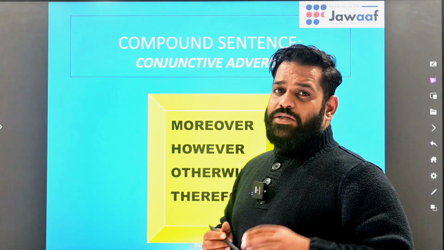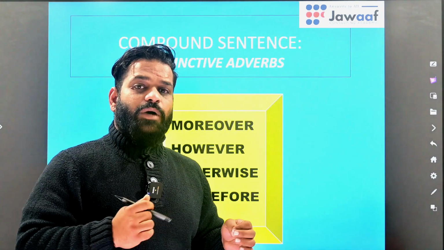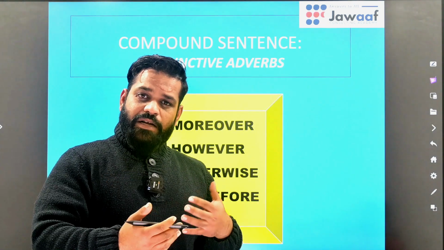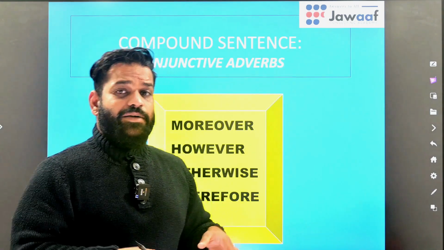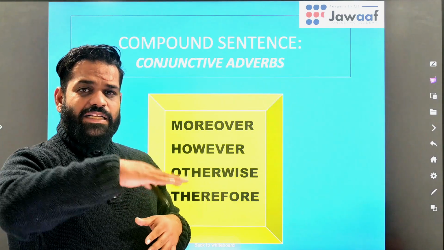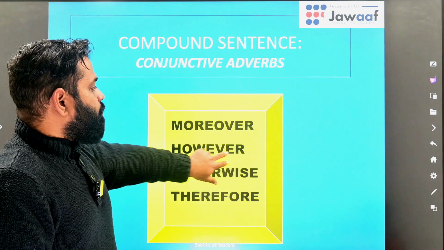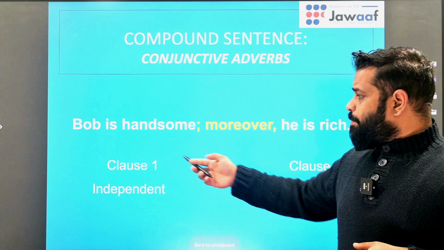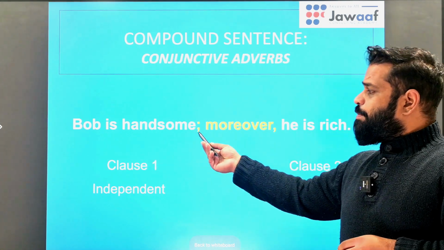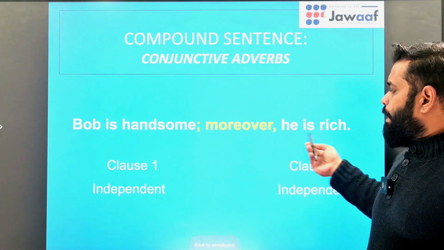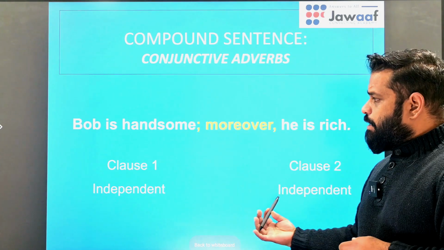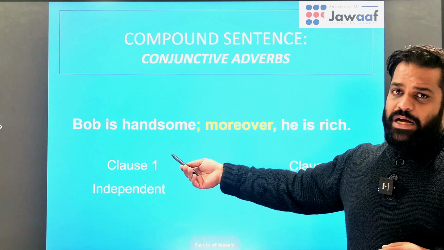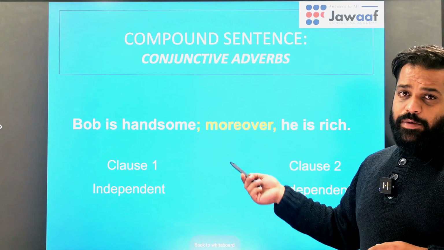Conjunctive adverbs are also called floating adverbs. The reason they're called floating adverbs is because they can come before, in the middle, or at the end of a sentence. Floating means anywhere in between. Now, you can see I've used a sentence with the conjunctive adverb: Bob is handsome; moreover, he is rich. So there are two independent clauses in this, two separate sentences, Bob is handsome and he is rich, separated by a conjunctive adverb.